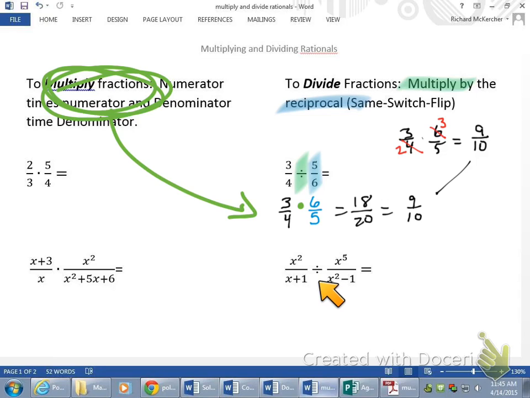Instead of division, we're going to change that to multiplication. Well, first off, this one stays the same. Instead of division, we're going to change it to multiplication. And instead of this fraction, we're going to flip it. And now, without wasting our time like we did on that other one, we're just going to go ahead and try to factor everything out and see what we can do. X squared is really 2 x's.